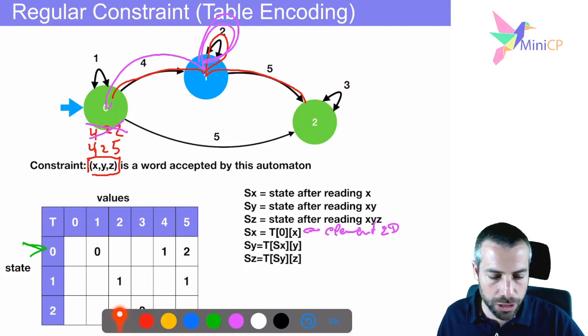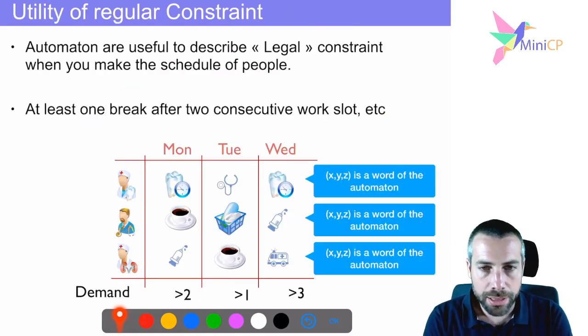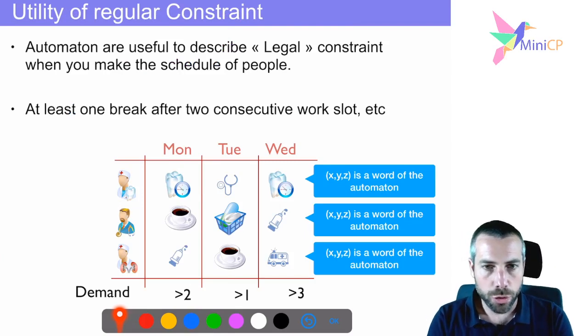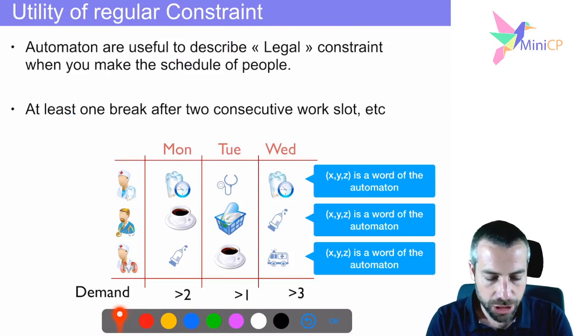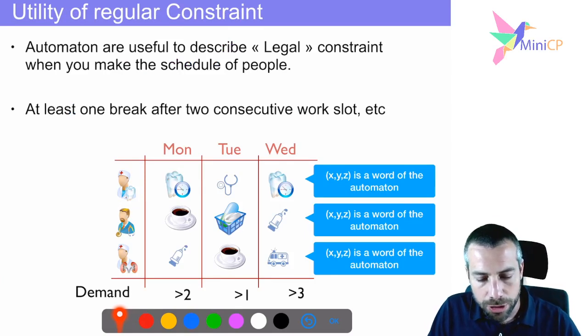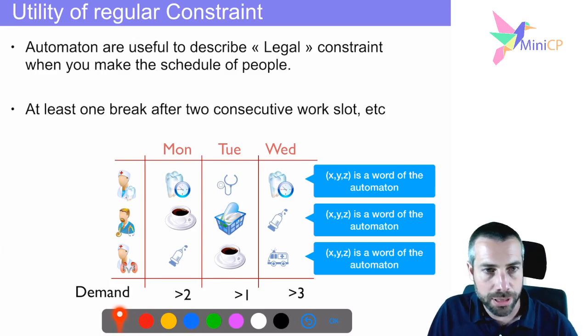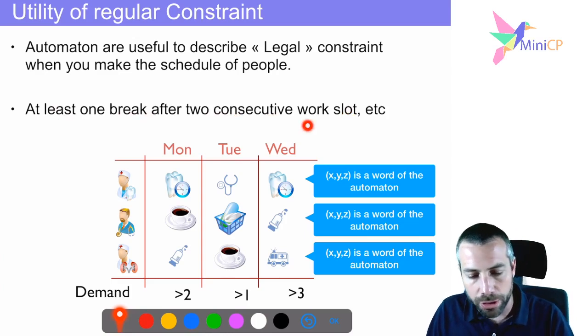And I will introduce one such problem, one such context where the regular constraint is used a lot. It's to enforce legal constraints. So assume that you want to create schedules for some of the physicians and the nurses in the hospital. And so at every time slot, you need to decide which activity it will perform, which activity it will be assigned. But you have some legal constraint. For instance, you want to make at least one break after 2 consecutive work slots. Okay? This is just one example of a regular constraint.